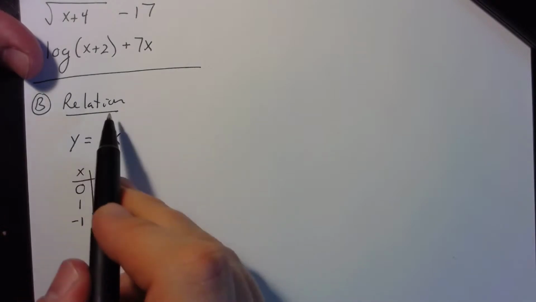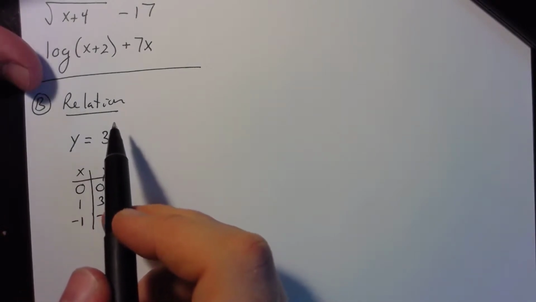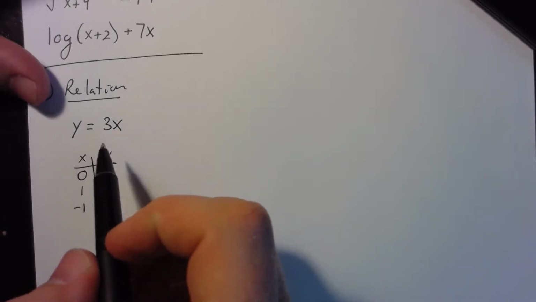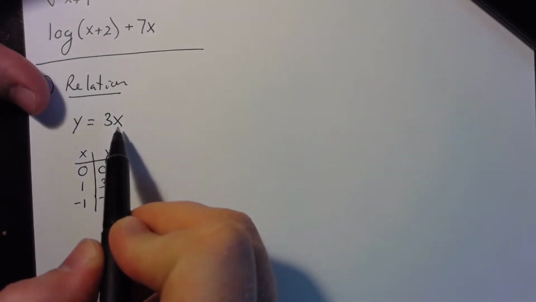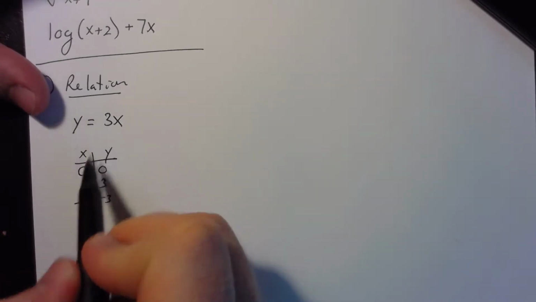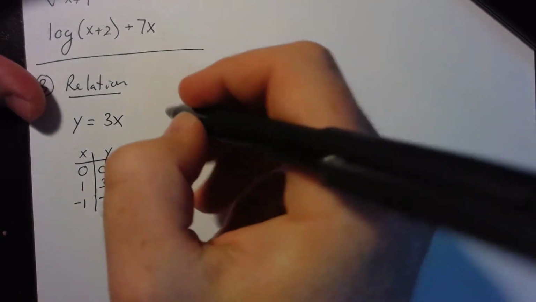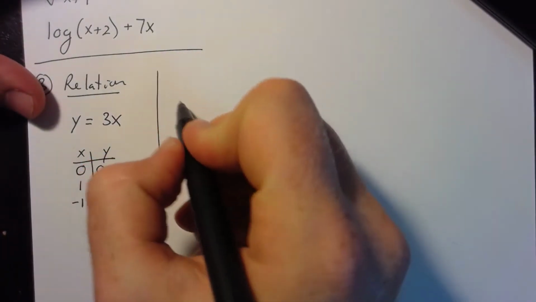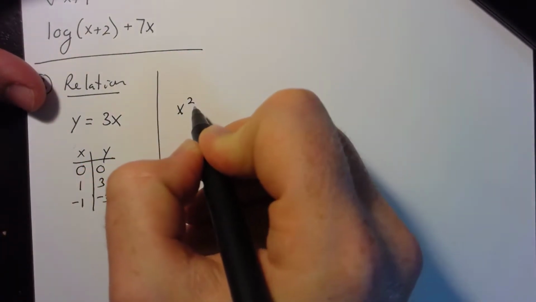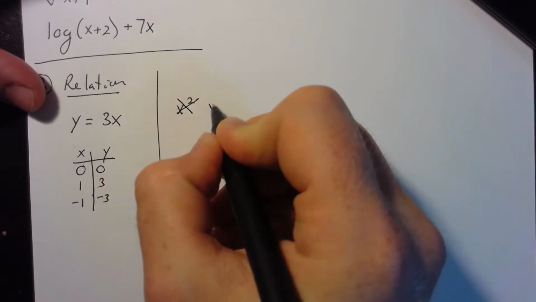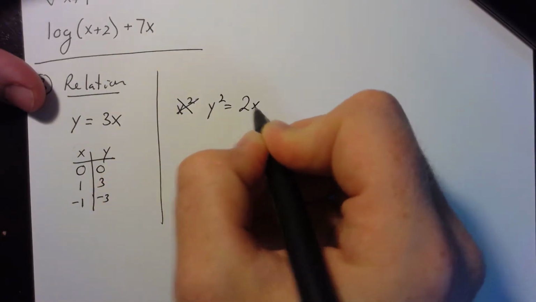This relation here actually has a very special circumstance. It specifically states that for every single x value I plug in, there is going to be one y value returned. Now, a relation that doesn't have that is, say, y squared equals 2x.